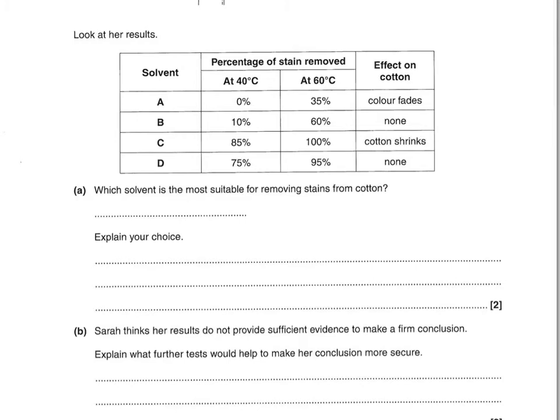So you've got a number of results here. So you've got the effect on the cotton and the percentage of the stain that's removed. So first thing, you need to make sure that the solvent does not affect the cotton. So A and C cannot be used, so only B and D. And then which one's the most effective out of those two? Well, it's D, because it removes the most of the stain. So D is your answer, and then here you have to explain it.